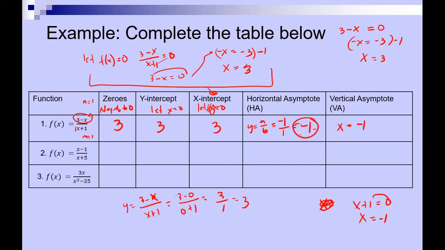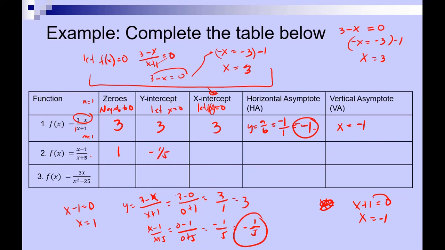Okay? Number 2, ito ta. So, makapa-0, equate lang natin ang numerator to 0. So, x minus 1 is equal to 0. That is x is equal to positive 1. This is 1. Y-intercept, let x is equal to 0. So, is x minus 1 over x plus 5. 0 minus 1 over 0 plus 5. This is negative 1 over 5.